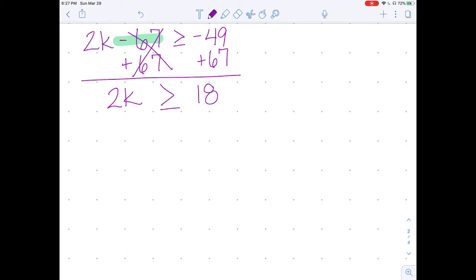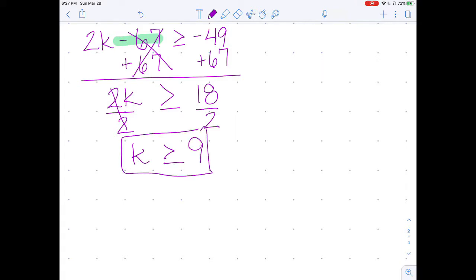And then my next move would be to divide by 2. Over here we've got 2 times k, the opposite would be divide by 2 on both sides. This turns into 1k is greater than or equal to 18 divided by 2 is 9. So k is greater than or equal to 9.